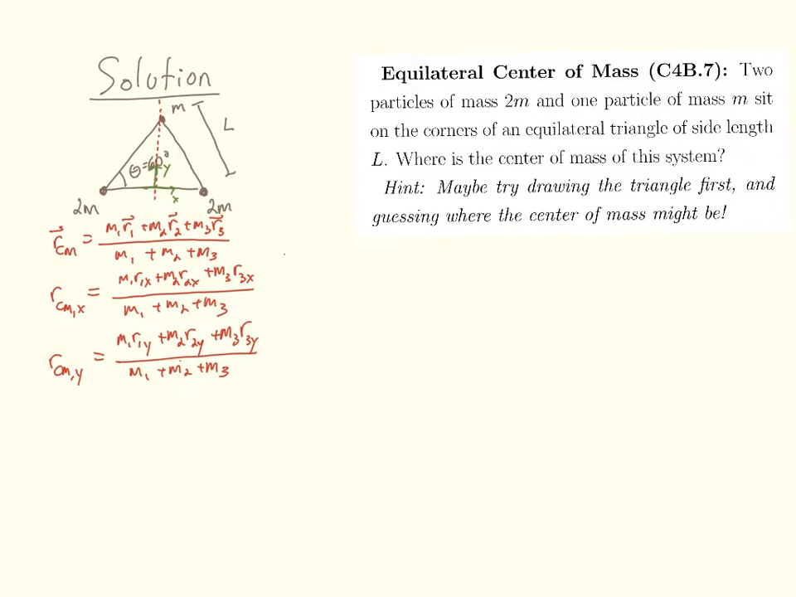So let me draw in each vector I'm talking about. So let's call this guy R1. Call that guy R2. And call that guy R3.